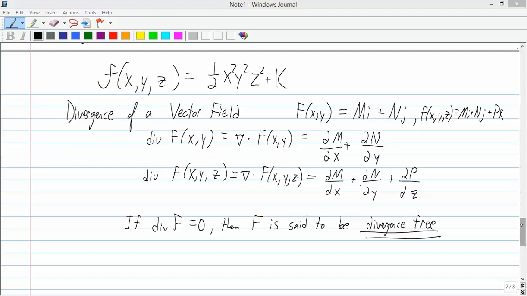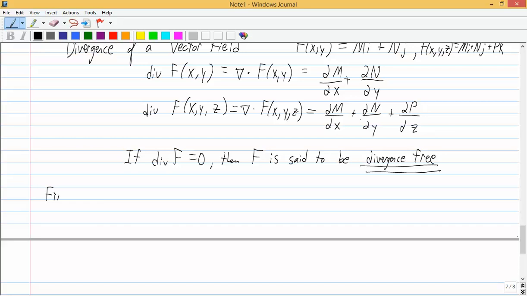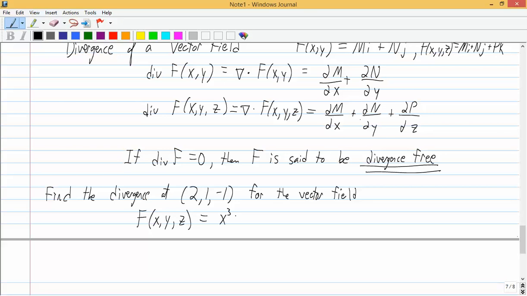So for example, what if I wanted to find the divergence at 2, 1, -1 for the vector field f of x, y, z equals x cubed y squared z times i plus x squared z times j plus x squared y times k.